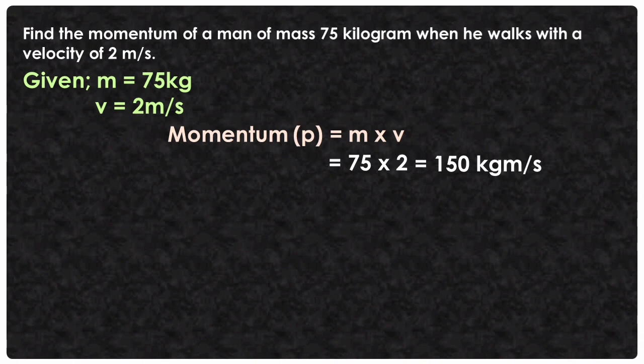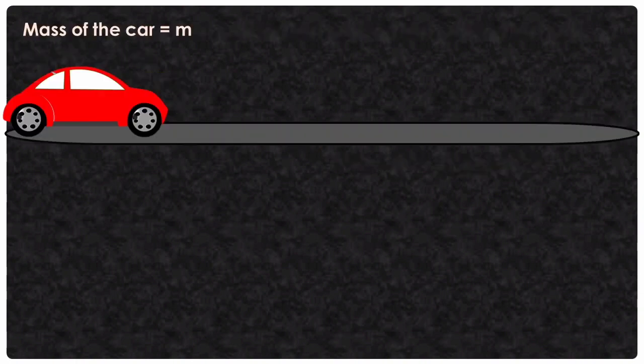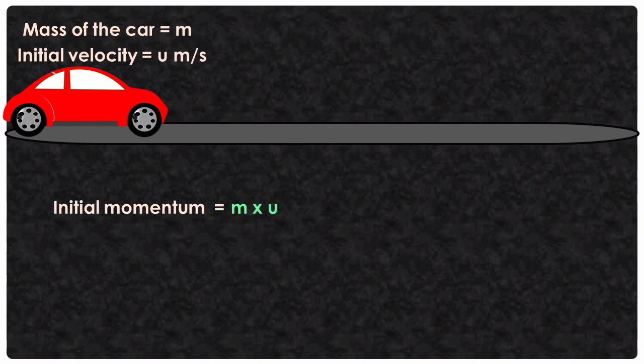Now let's consider this situation. There is a car traveling with an initial velocity u meter per second and its mass is m. What will be the initial momentum of this car? Let us recall that momentum is the product of mass and velocity. Here the car is moving with an initial velocity u meter per second. So the initial momentum of the car will be mu.